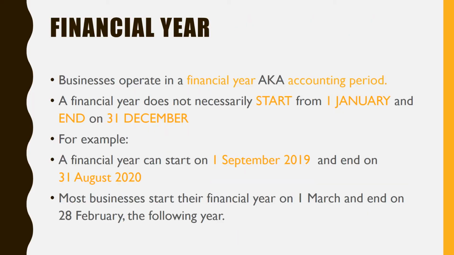What is a financial year? A financial year is also known as an accounting period. This is 12 months. The 12 months don't have to start from January through to December. They could also start on the 1st of September to the 31st of August the following year. Or they could start on the 1st of March and end on the 28th of February the following year. As long as a business has a 12-month period for their financial year, it could start from any month on the calendar.